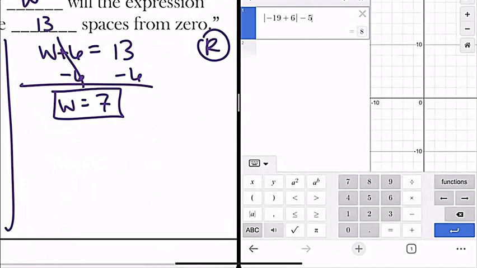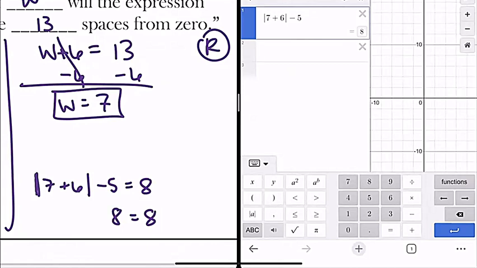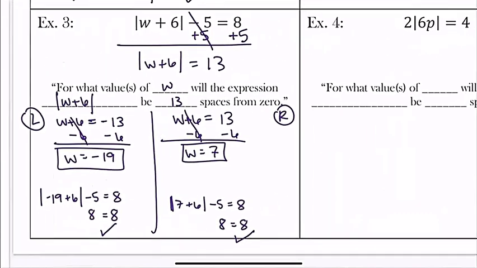Then we'll do the same thing for this side. So we're going to plug it in. We had the absolute value of W plus 6 minus 5 equals 8. And then we just type the whole thing in. Sorry, that is an absolute value bar. That looks like a 1. Actually, I'm just going to click in here and erase my negative 19. That's probably faster. We have 7, and that also gave us 8. So this is also true. That is also a solution. This one has 2 answers, negative 19 and 7.